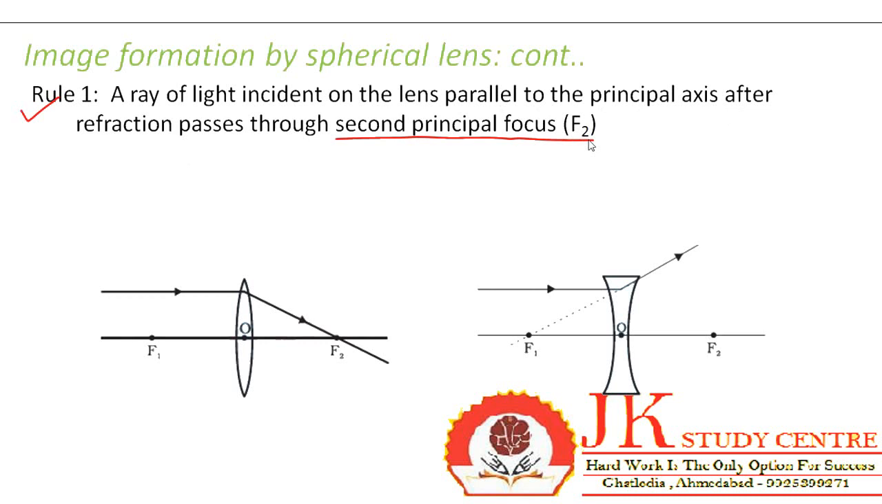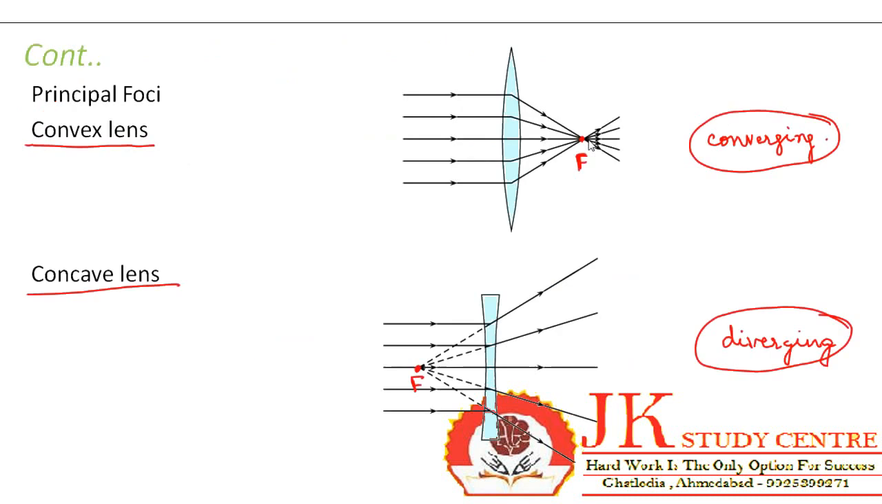So let us again go back to the previous slide. Here, since you have two spherical surfaces, it is like a combination of two spherical surfaces. That is why you have two centers of curvature, and that is why you have two radii of curvature. Now, if you have two radii of curvature, that means you will have two principal focus as well.